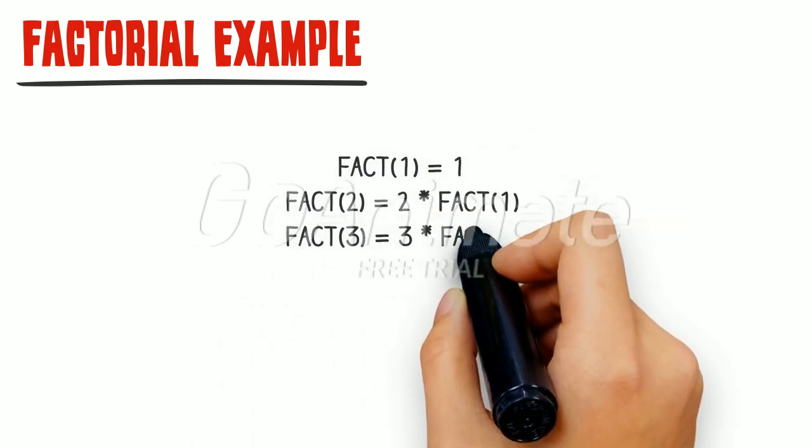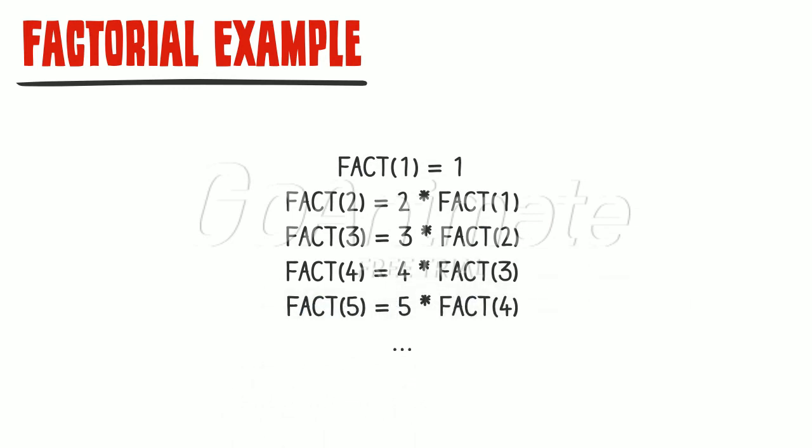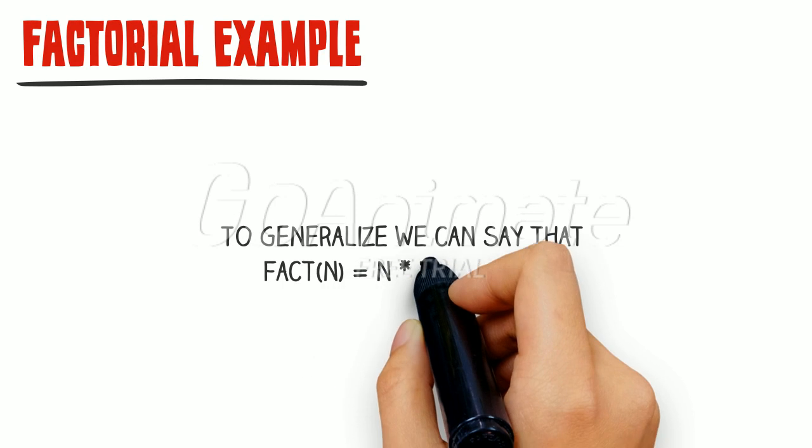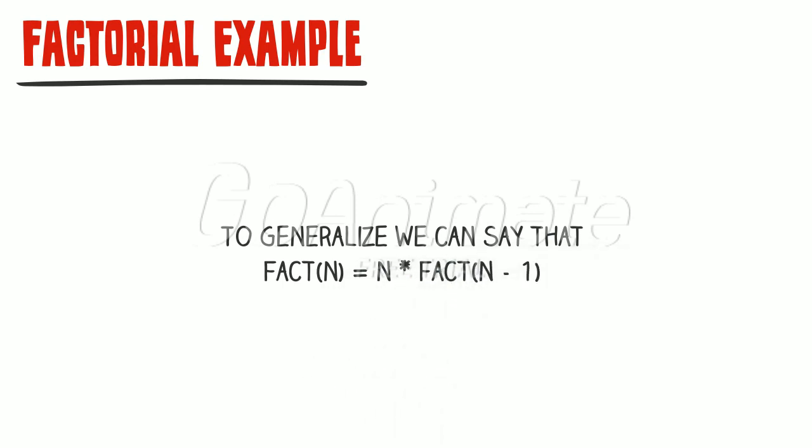In other words, we can write the factorial function in this way. Factorial of 2 equals 2 times factorial of 1. And factorial of 3 equals 3 times factorial of 2. See, we can compute the factorial by invoking the same function but with different parameter or input. Now to generalize, we can say that factorial of n equals n times factorial of n minus 1. This is how we can define the factorial function recursively.